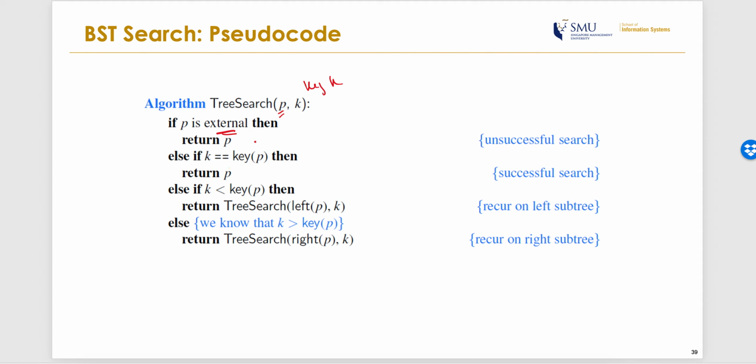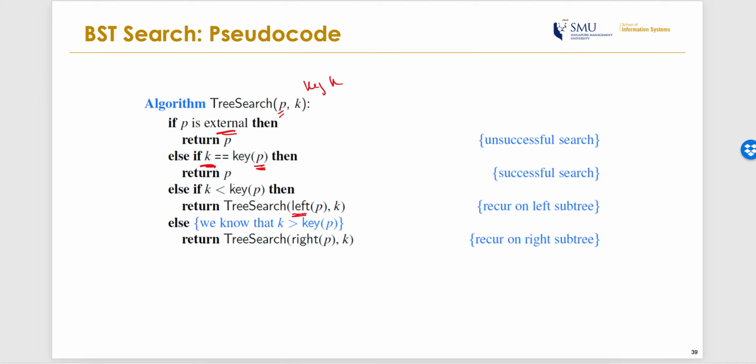Now otherwise, that means that we are going to be looking at a specific node, right? And we want to check whether or not the element of that node is the same as the key that we're looking for. If yes, then it's a successful search. Now otherwise, we are going to make a branch, either to the left or to the right.